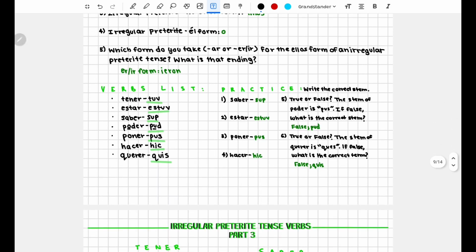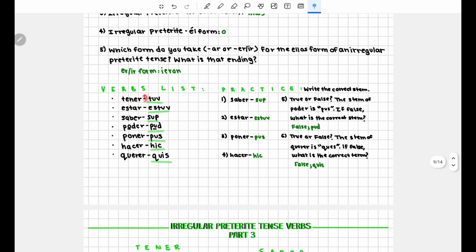And then we started talking about stems. So with each verb, we had tener, estar, saber, poder, poner, hacer, and querer. Each one has a different stem. So we went over all of the stems because they aren't something that you can just see from the word itself like it was in regular preterite tense or regular present tense, where you can just say that, oh, I get rid of the ending, the ER-IR or AR ending, and then add in my correct conjugation ending. No, these ones are different. Like tuv has nothing to do with tener other than the T in the front. So we had you memorize all of these different stems. Tener is tuv, estar is estuv, saber is sup, poder is pud, poner is pus, hacer is hic, querer is quis.